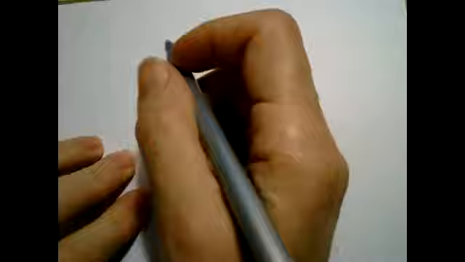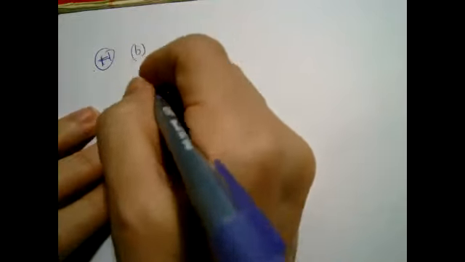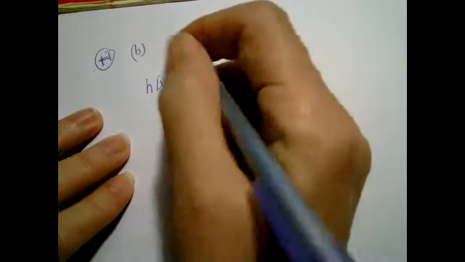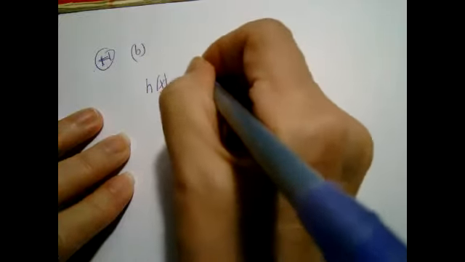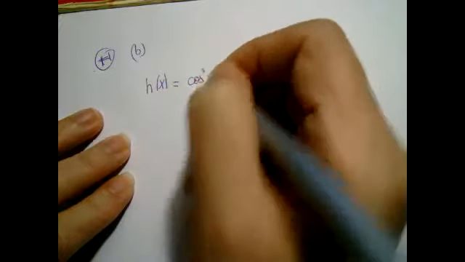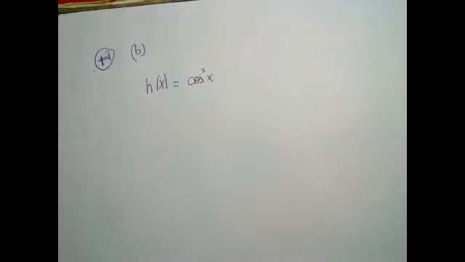The problem that you had trouble with on quiz 6 was number 1, part B. Okay, so we had the function h of x equals cosine cubed x, so this is a review for the quiz you had. And the question is to find the derivative.